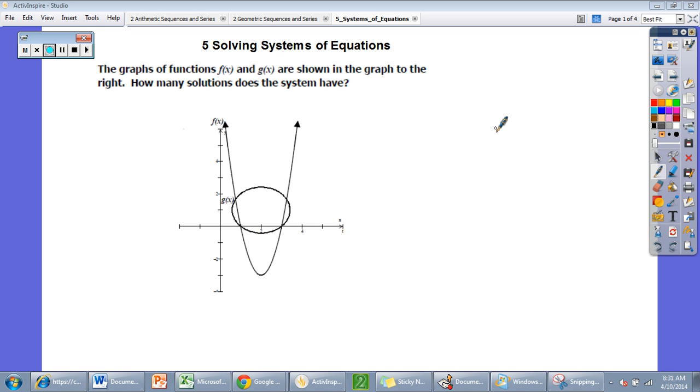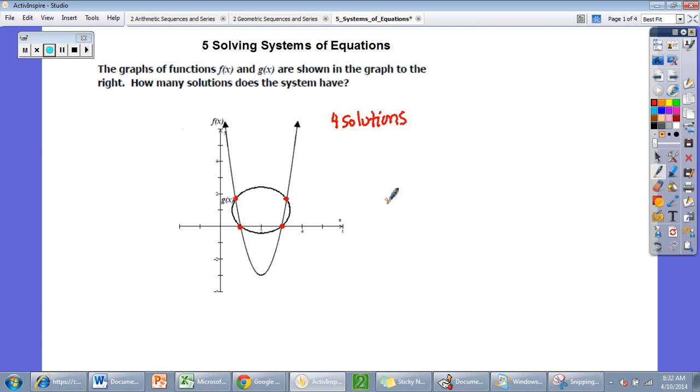This video is to review solving systems of equations, and we're going to look at solving them both graphically and algebraically. We have three examples. This first example is if they just give you a picture like this, and we have f of x and g of x, and we want to say how many solutions does the system have. So what we're looking for here is where does the circle and the parabola touch each other or intersect. So that's at this point here, this point here, this point here, and this point here. So how many solutions does the system have? It has 4 solutions.